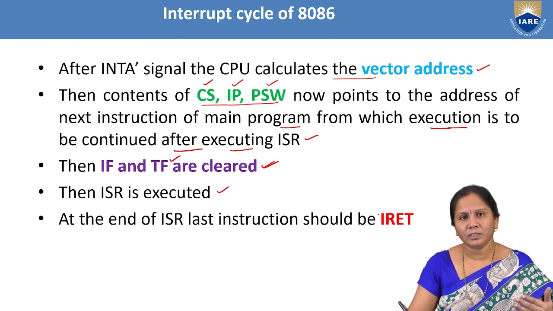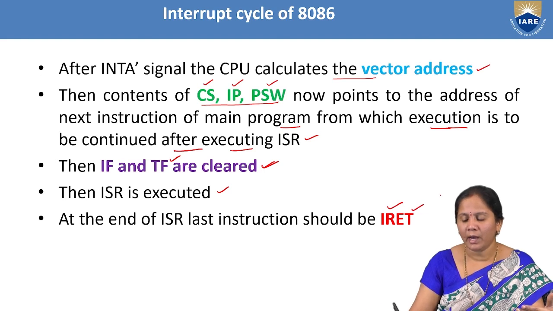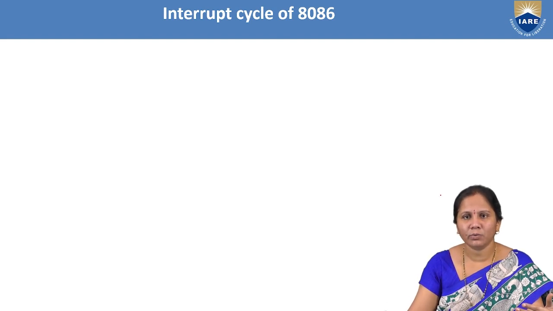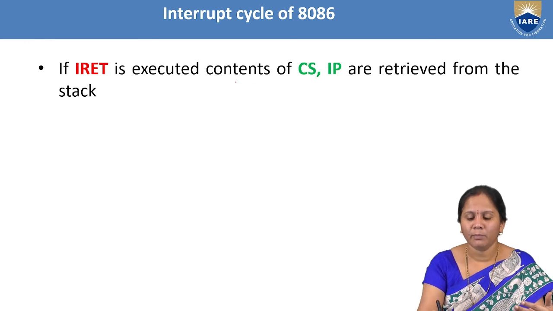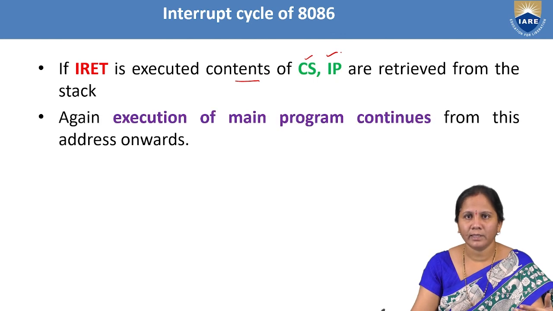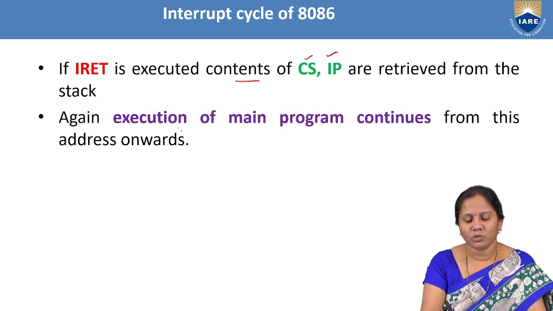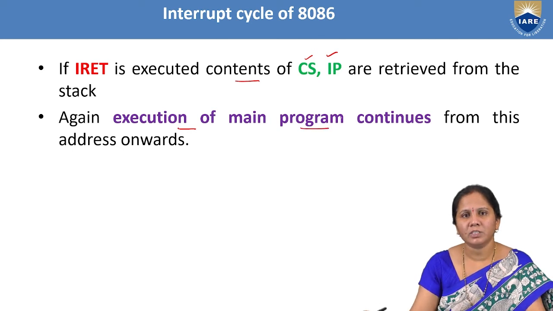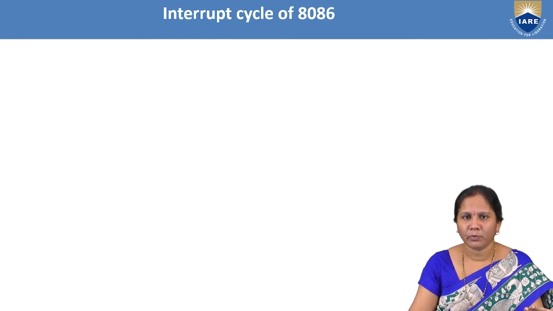While executing the ISR, as I told you already, the last instruction of the interrupt service routine should be IRET. When this IRET is executed, the control pops the contents of CS and IP from the stack, and then it goes back to the main program and executes the remaining instructions of the main program from where it has stopped. From there it starts executing all the lines in the main program. So that is the interrupt cycle of 8086 microprocessor.